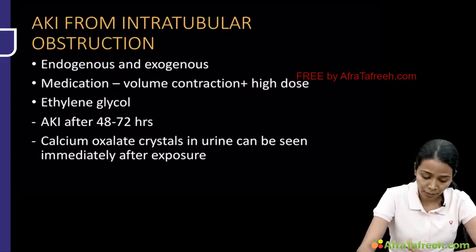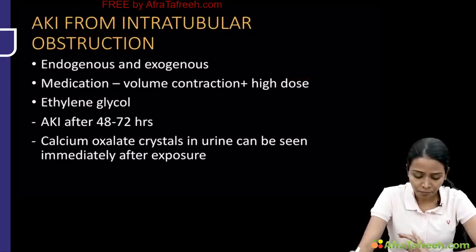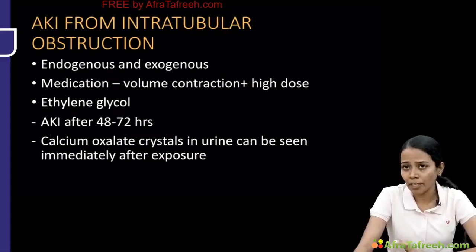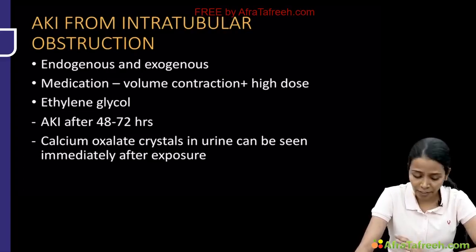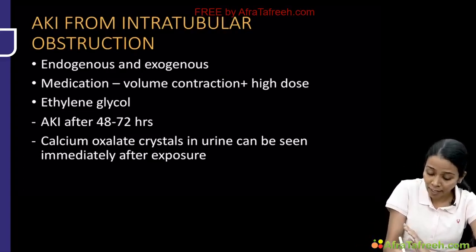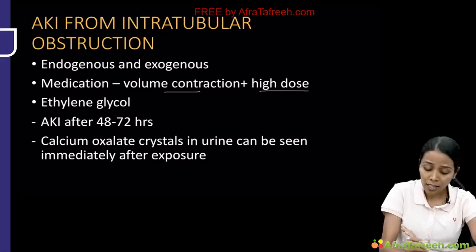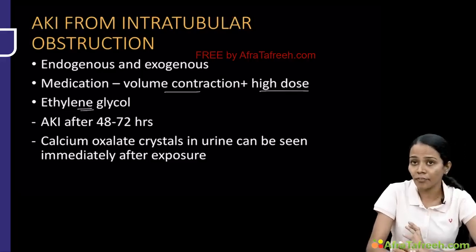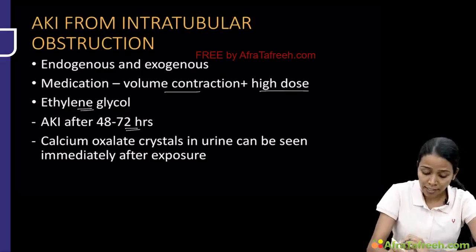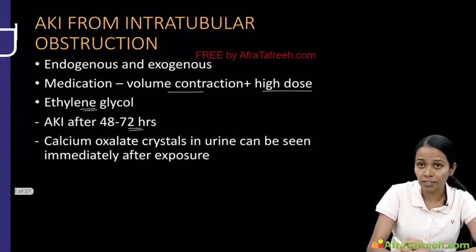It can be either endogenous or exogenous. Okay. Endogenous, again, we know it can happen because of rhabdomyolysis or hemoglobin. Exogenous happens when we give any drug at high dose with volume contraction. Another toxic material is ethylene glycol, which generally causes AKI after 48 to 72 hours. This happens because ethylene glycol is converted to calcium oxalate, okay?